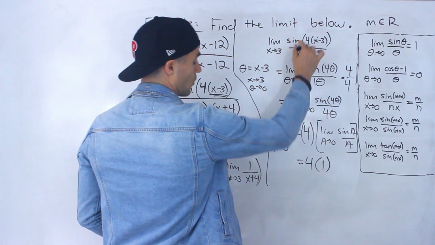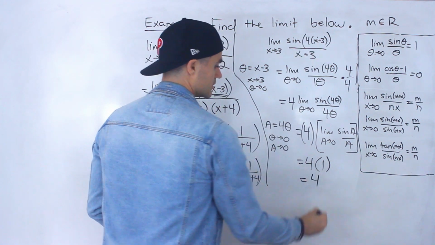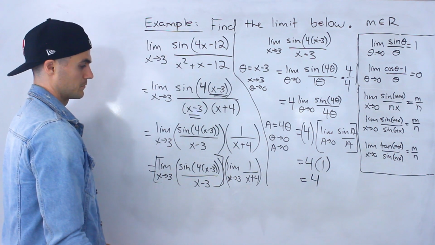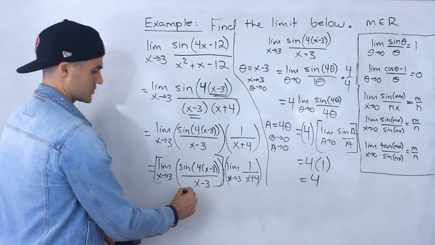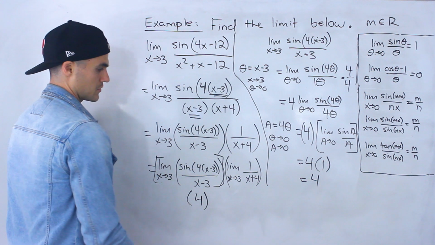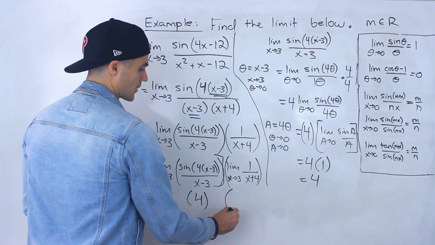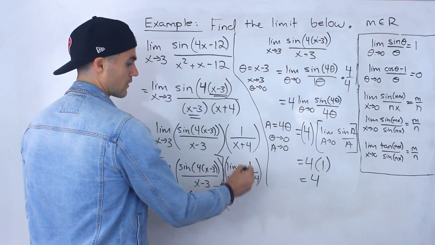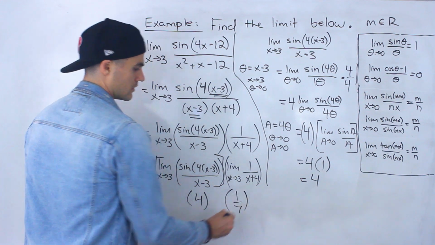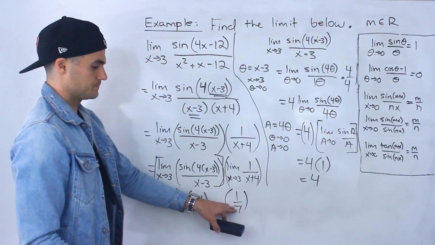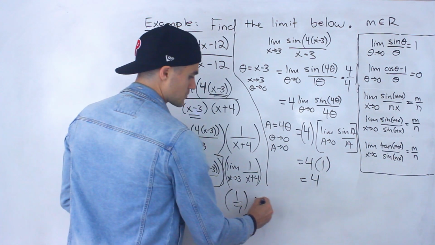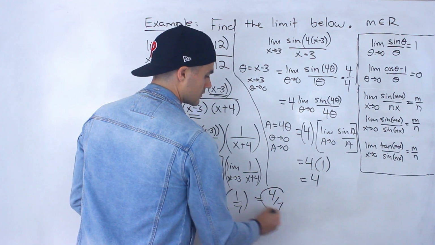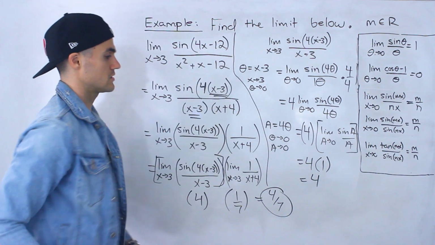Okay, so this whole entire limit just ends up equaling 4, right? Which is this bracket. It's going to be 4. And then, like I said, we could do a direct substitution here. So we'll have 1 over 7, right? 3 plus 4. And then multiplying these, we would end up with 4 over 7. So that's actually the answer to this limit.